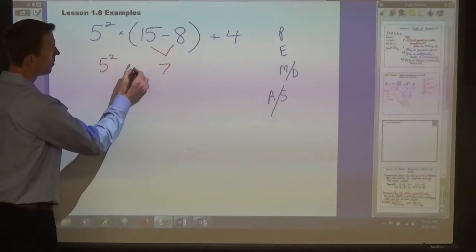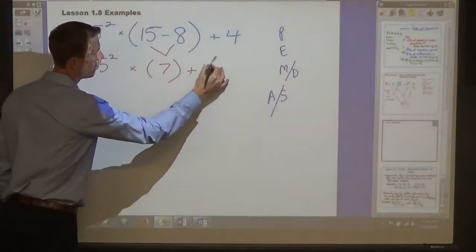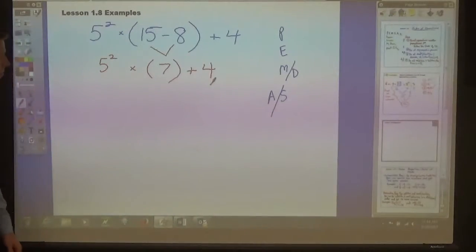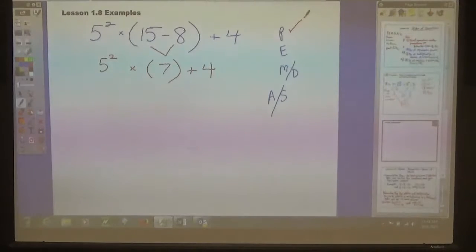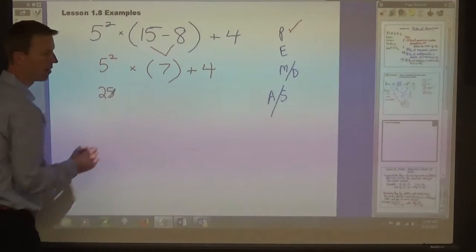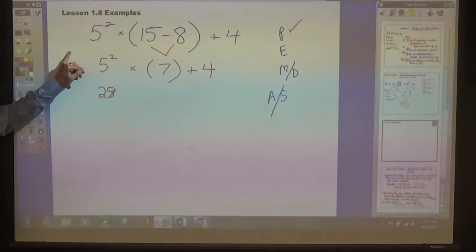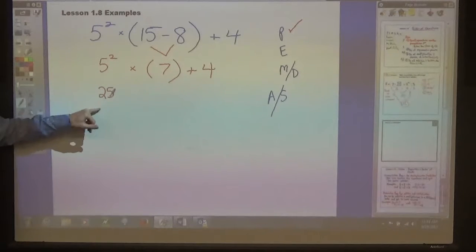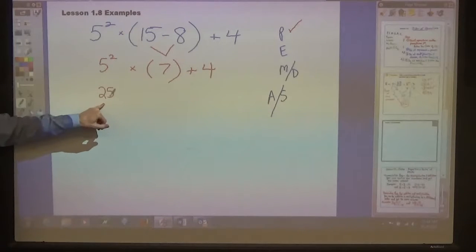5 squared times 7 plus 4. And the parentheses are done. We have exponents next. 5 squared. Is 5 squared 10? No. 5 squared is 25. Why? It's 5 times 5. It's not 5 times 2. It's 5 times 5.